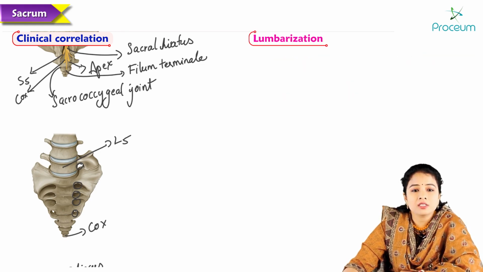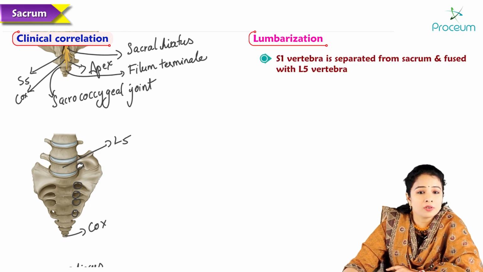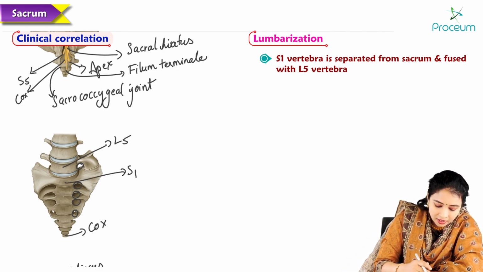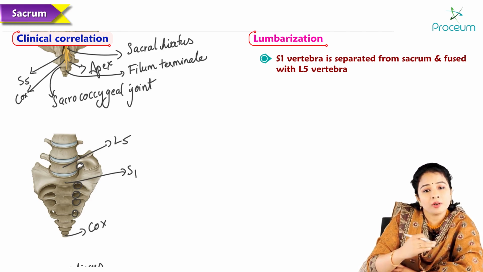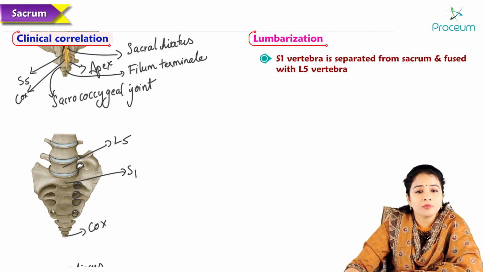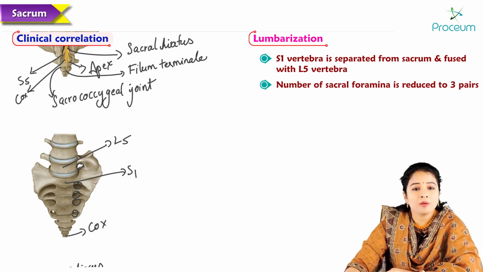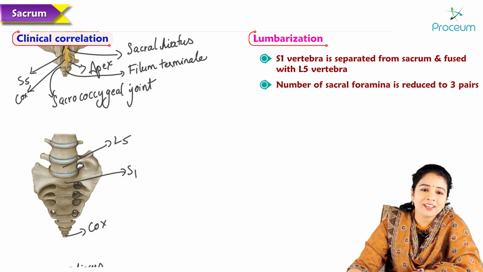The next condition is lumbarization. In this condition, the first sacral vertebra is separated from the sacrum and fused with L5. As a result, the number of sacral foramina is reduced to three pairs. That is called lumbarization. So this completes the osteology of the sacrum. Thank you.